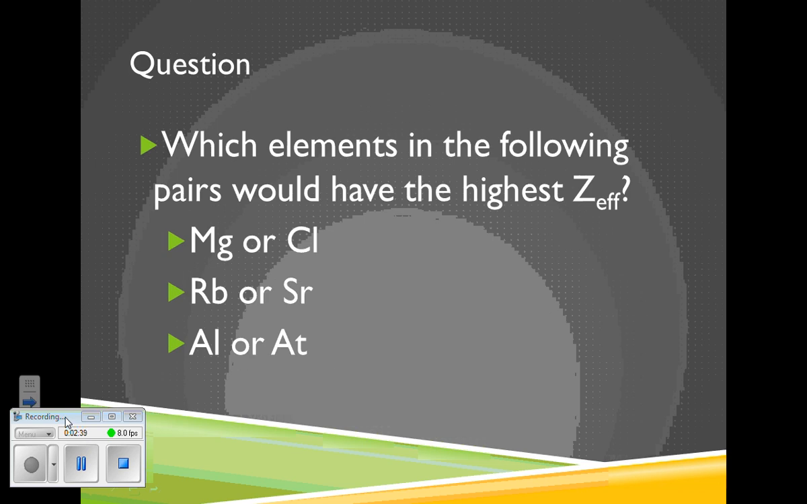Question. Which elements in the following pairs would have the highest effective nuclear charge? If this is my periodic table, it would be highest at the top of the table to the top right. So we're going to point toward the top right. Magnesium or chlorine? Magnesium is found right here on my periodic table, and chlorine is found right here. They're on the same period. So who has a higher effective nuclear charge? Who's higher to the right-hand corner? Chlorine is.